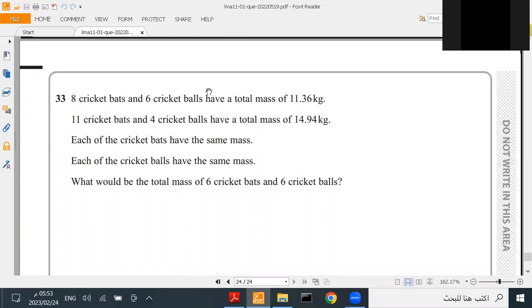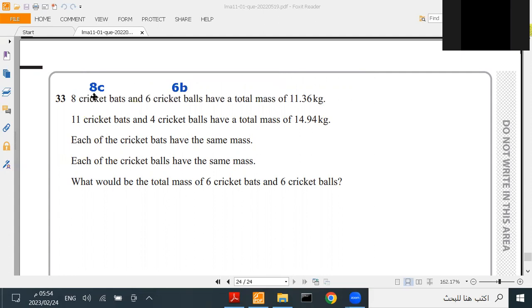Let's call them cricket bats and cricket balls. So I have bats and I have balls. Let's give them a letter. Let's call the cricket bat C, and the cricket ball B. So how many balls? 6 balls. We'll call them 6B, and these will be 8C.